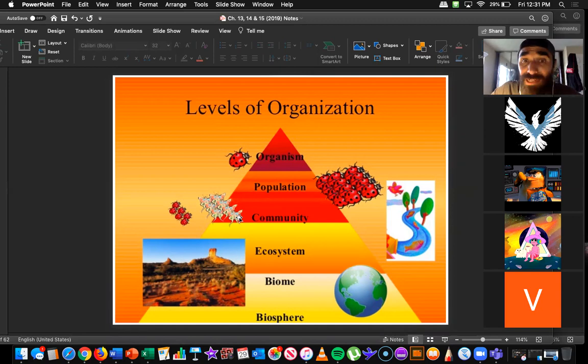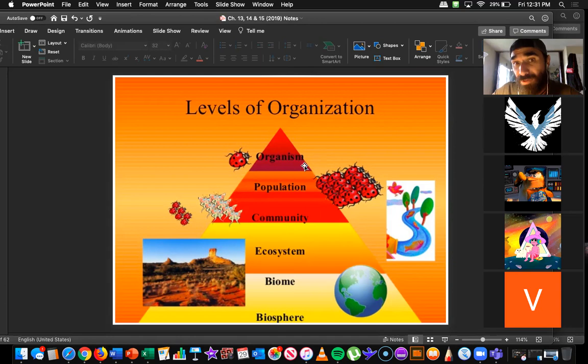So you can't just say, I'm doing ice caps and I'm done. It's cold, there's ice, boom. No, you have to tell me what makes up the ecosystem. You have to tell me who are the members of the community. You have to tell me what different populations you have. And then you're gonna tell me, obviously, what's one example of an organism that belongs to that population.